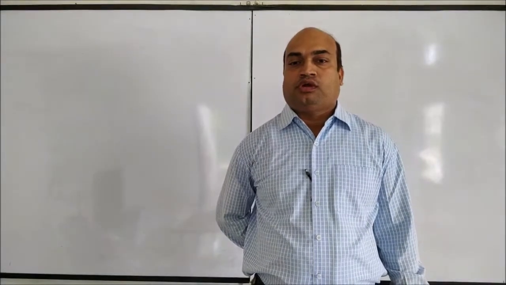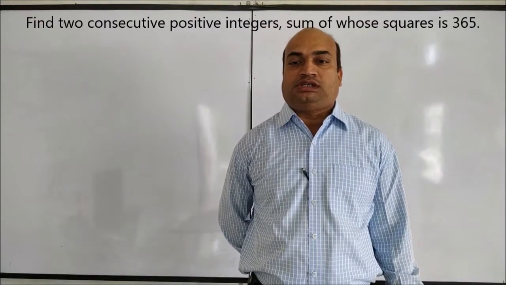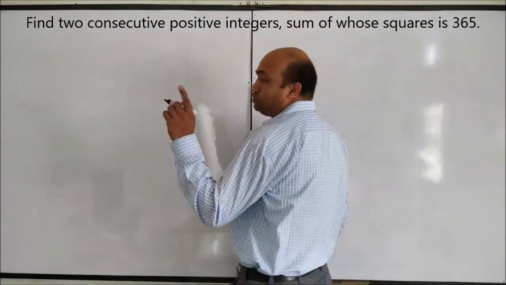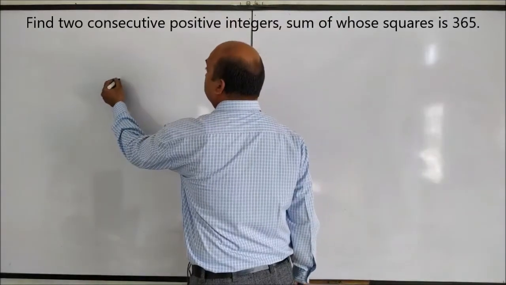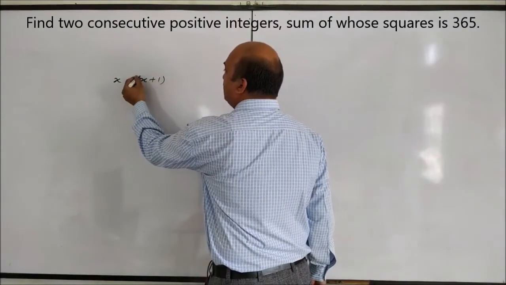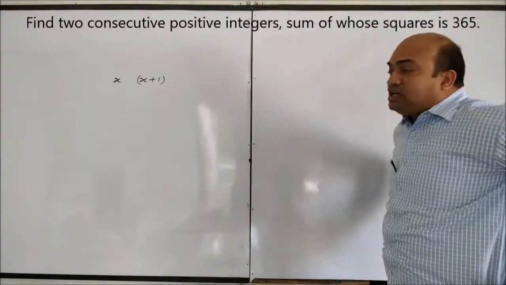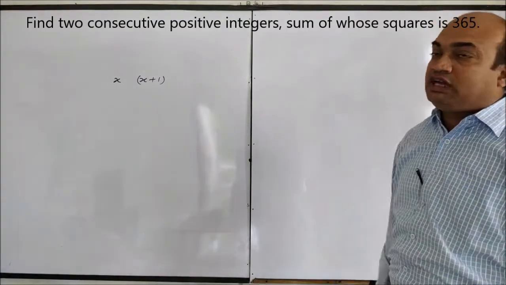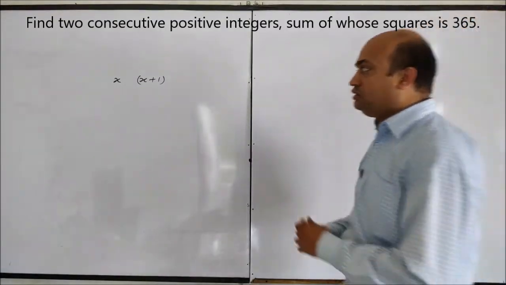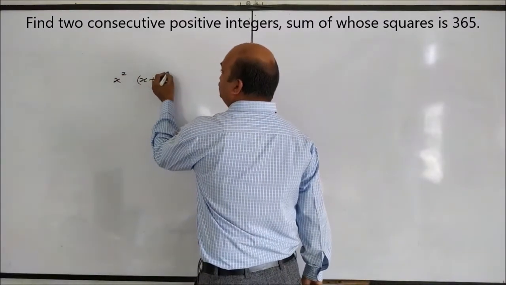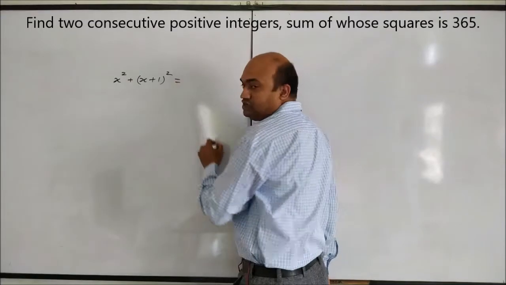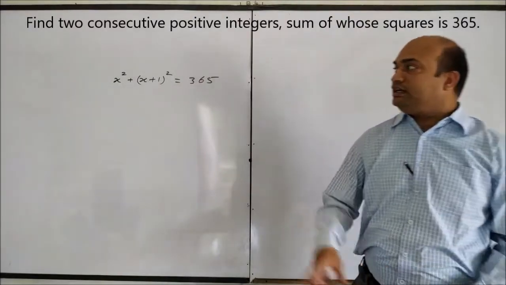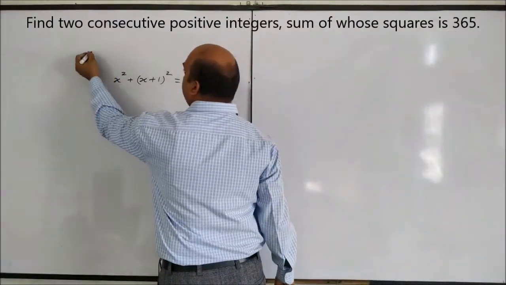Question is, find two consecutive positive integers sum of whose squares is 365. Consecutive positive integers can be considered as x and x plus 1. Since these are consecutive, that is they come one after the other, so one number we take x and another one is x plus 1. Now it is said that sum of whose squares is 365.